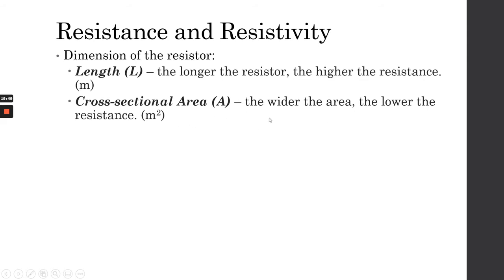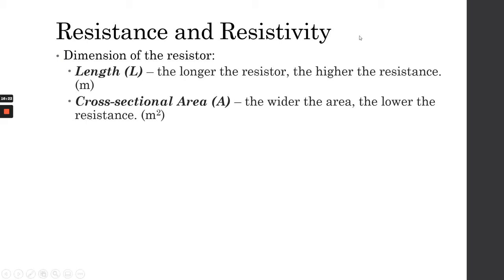Pangalawa, cross-sectional area. The wider the area, the lower the resistance. Bakit kaya? Kasi kapag wide yung area, mas madaling makapasok o makapag-travel yung ating mga charge o yung ating electron. So if you narrow yung butas or yung road, let's think of it as a road. So kapag mas maliit, less yung width ng ating road, mas makitid siya, mas mahirap pumasok yung mga sasakyan, di ba?